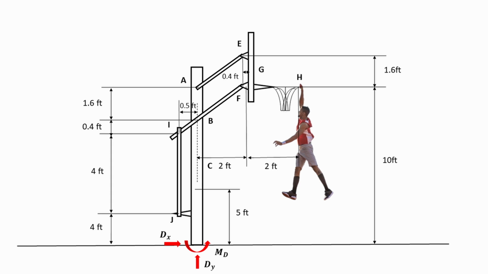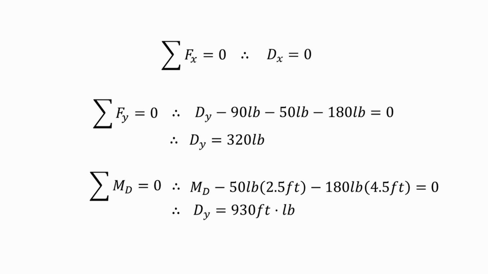Assuming the pole supporting the backboard weighs 90 pounds, the backboard itself weighs 50 pounds, and the player weighs 180 pounds, we obtain the following equations. We also assume the weight of all other components is negligible. Solving these equations, we see that the horizontal reaction force is 0 pounds, the vertical reaction force is 320 pounds, and the moment reaction is 930 foot-pounds.